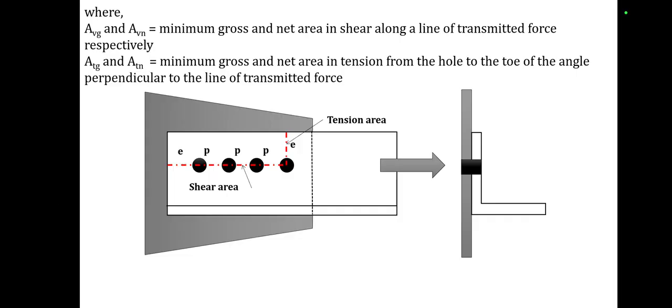Here, this is the tension area denoted by the red dotted line. e is the edge distance, p is the pitch distance, and the shear area is on this side. The tension area and the shear area are along the direction of the loading.